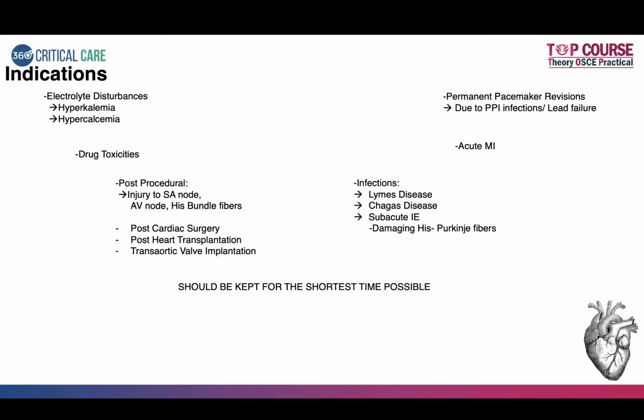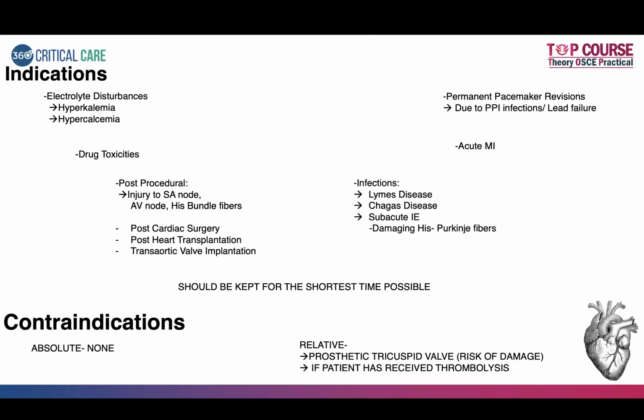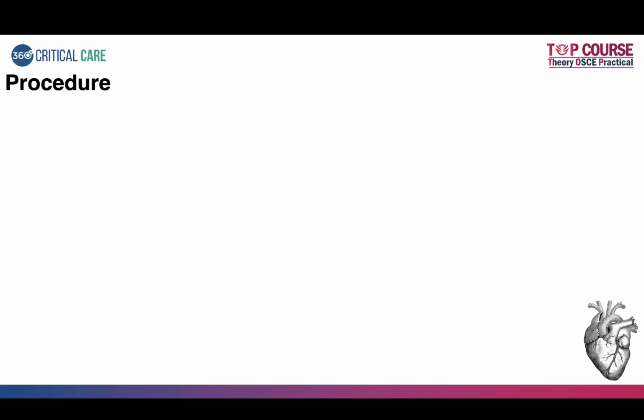So ideally, the best time period will be 1 week. But if it is being done in a very sterile environment where the risk of infections in the ICU is low, then you can probably extend it to a maximum of 2 weeks, not more than that. So, contraindications: there are no absolute contraindications, similar to VA ECMO. But relatively, if the patient has a prosthetic tricuspid valve, there is a possible risk of damage, and if the patient has received thrombolysis, then it would preferably not be done because the risk of bleeding is high.